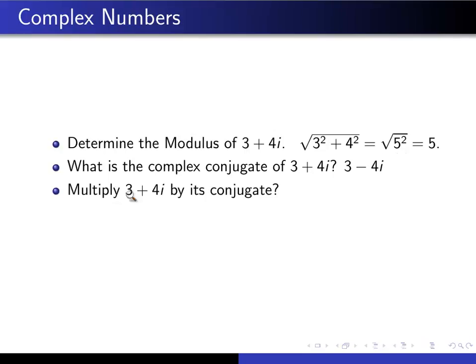So multiply 3 plus 4i by its conjugate. Here we just wanted you to work out what the conjugate of a number was. Here we were looking at multiplying something by its complex conjugate. So when you do that, you end up with the modulus squared.